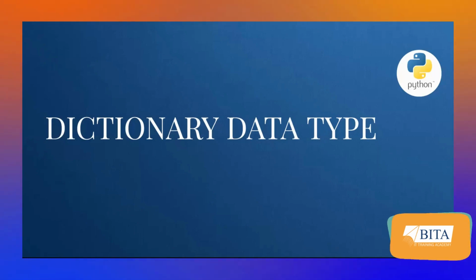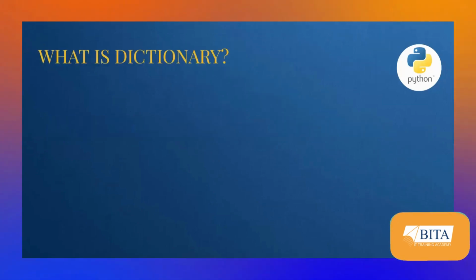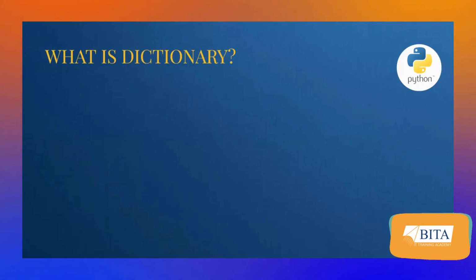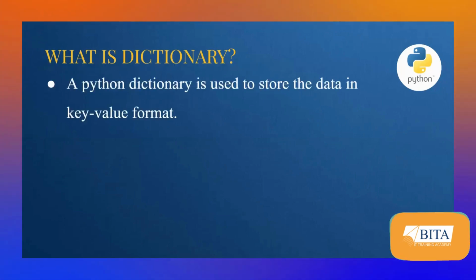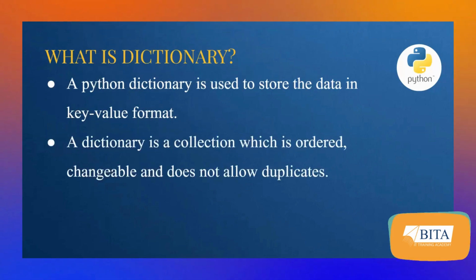Today we are going to discuss the dictionary data type in Python. What is a dictionary? A dictionary is a collection in key-value pair format. In this key-value format, we can store the data in an ordered structure. It won't allow any duplicate data.